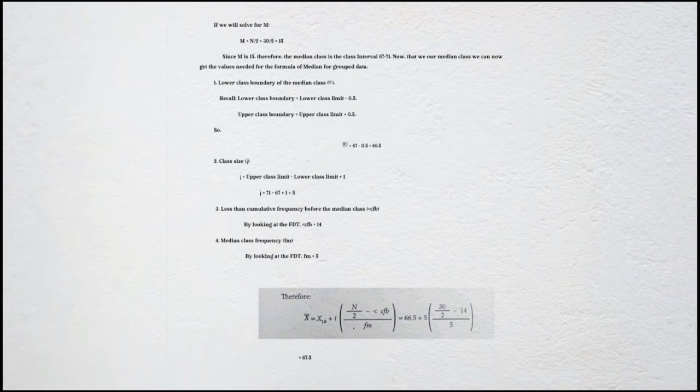And then for the less than cumulative frequency before the median class, we have 14. For our median class frequency, we have 5. Now using the formula of the median, 66.5 plus 5 multiplied by the quantity of 30 over 2 minus 14, all over 5, is equal to 67.5.